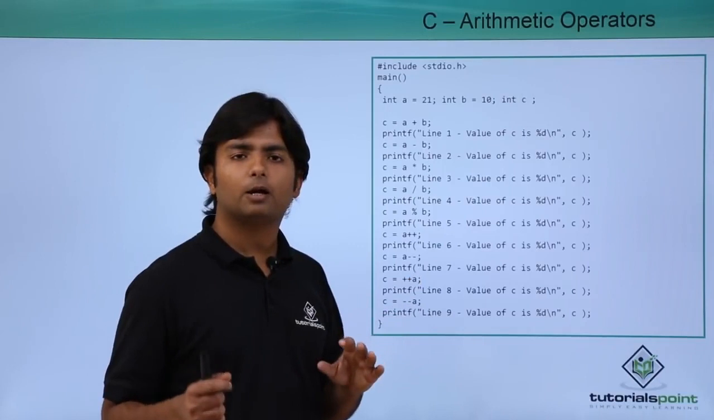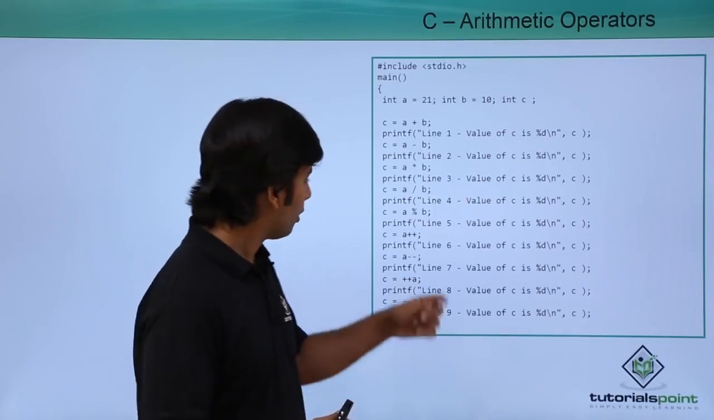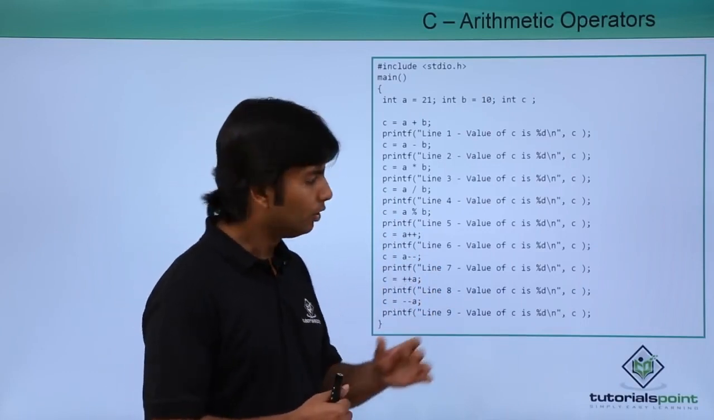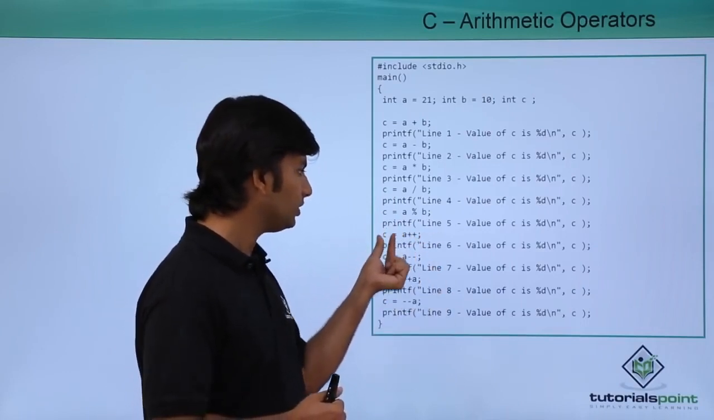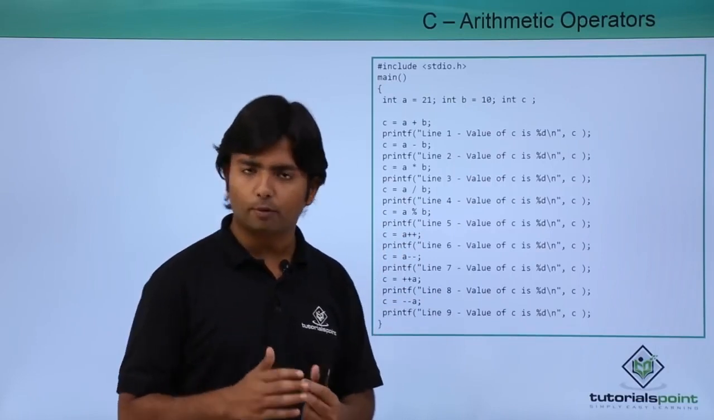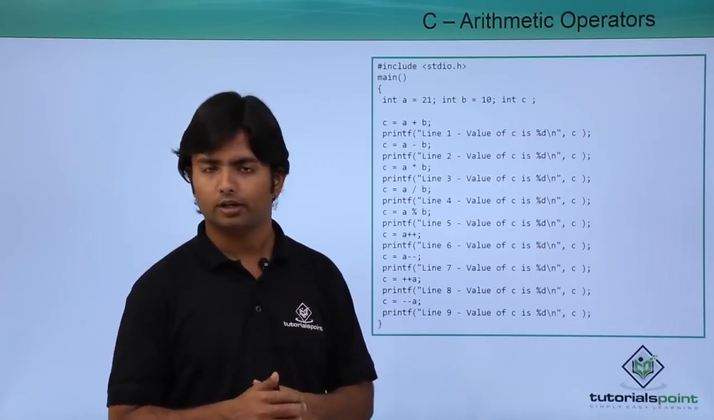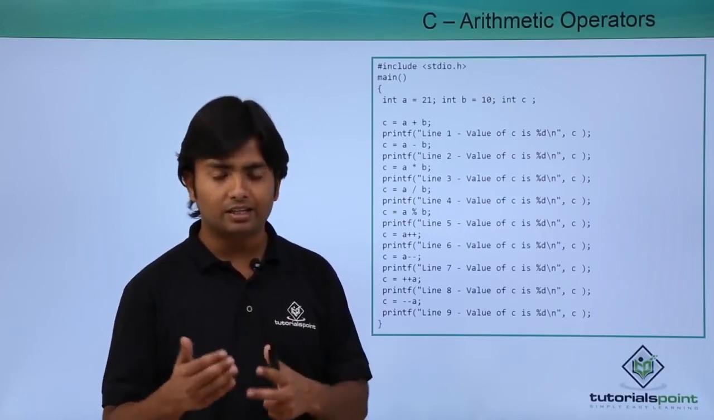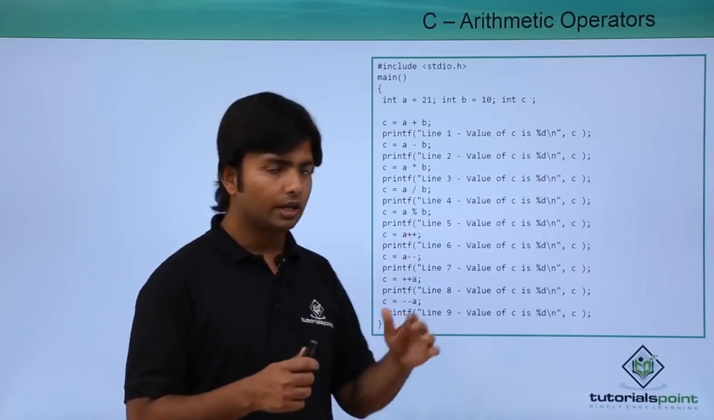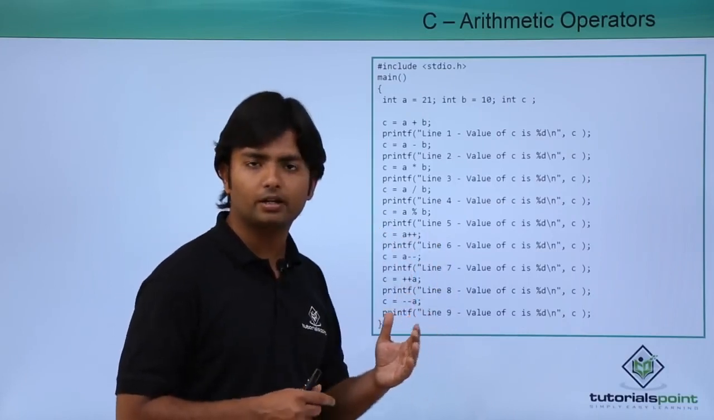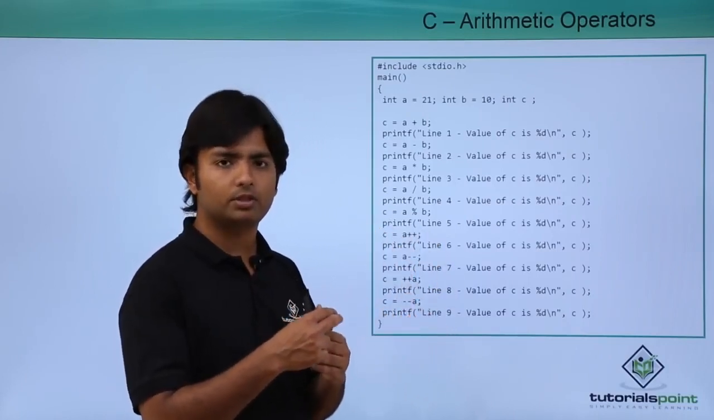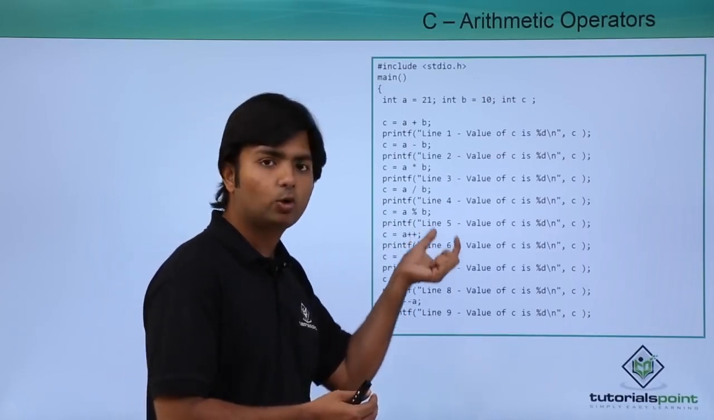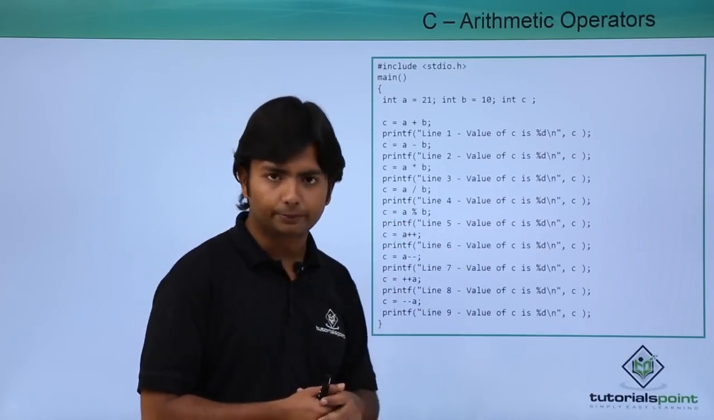But again, it comes in two different varieties. One is post-increment, another one is pre-increment. As you can see here, c is equal to a++. In this operation, two tasks are going on. First is incrementing the value and another one is assigning the value to c. As I said, it is the post-increment, meaning the increment will be done later, and before the increment takes place, the value of a will be assigned to c.